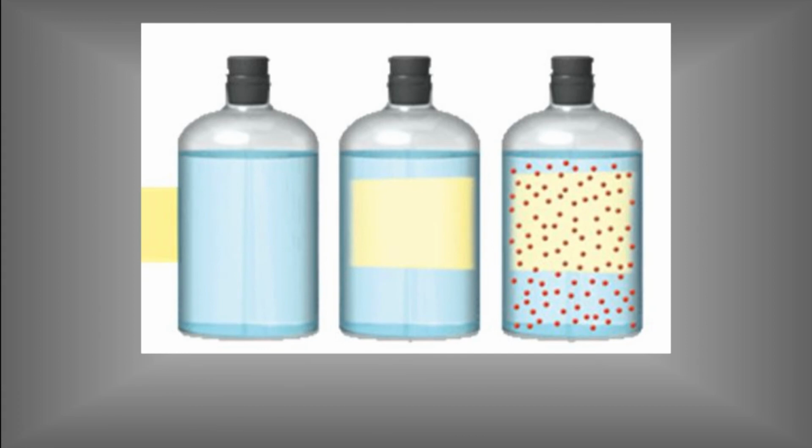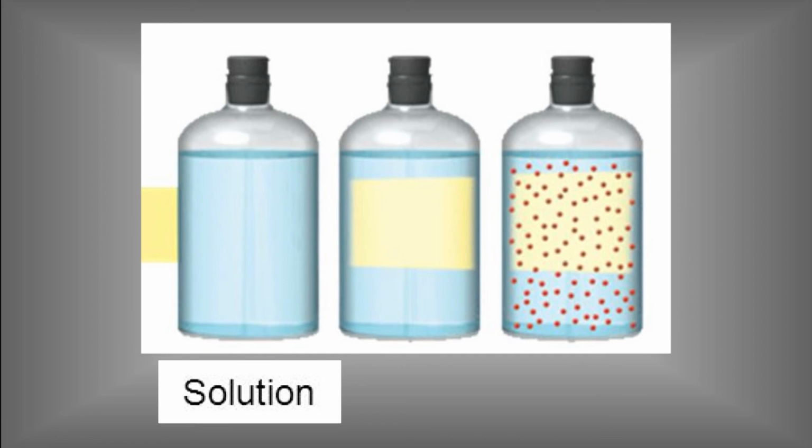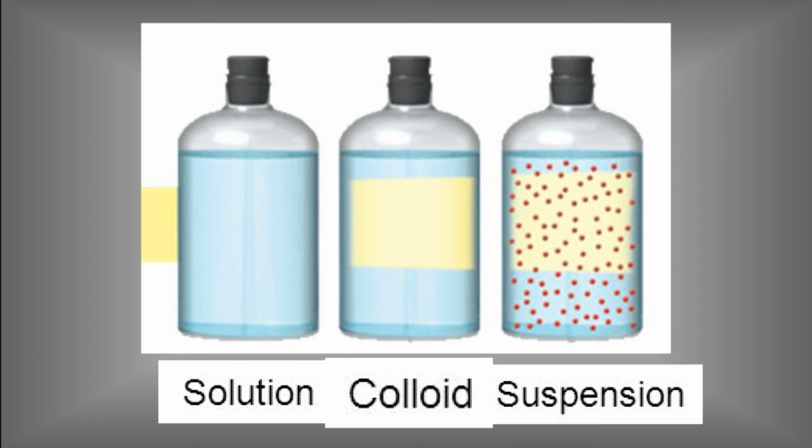If you don't see any light shone through, it's a solution. If you do, but don't see any particles, it's a colloid. If you see light and particles, it's a suspension.